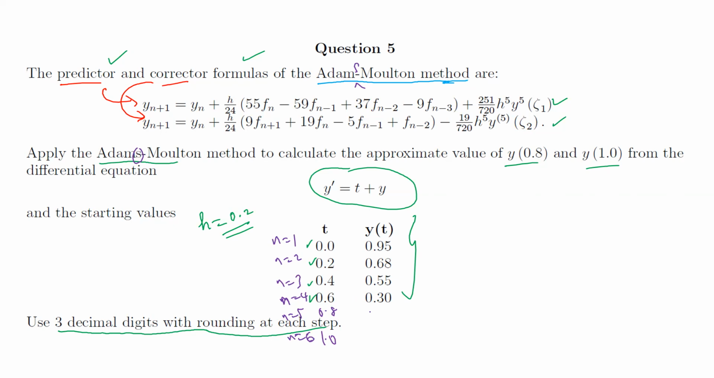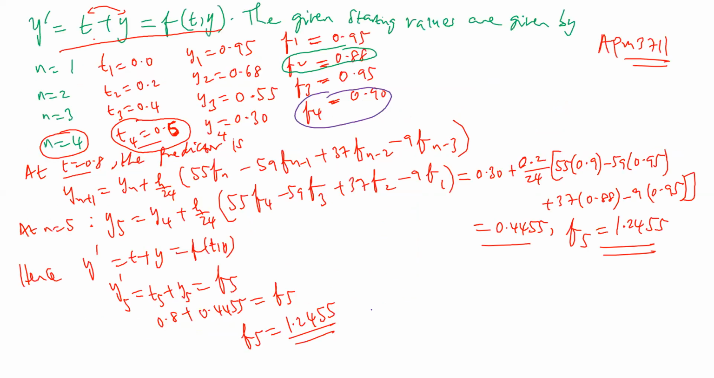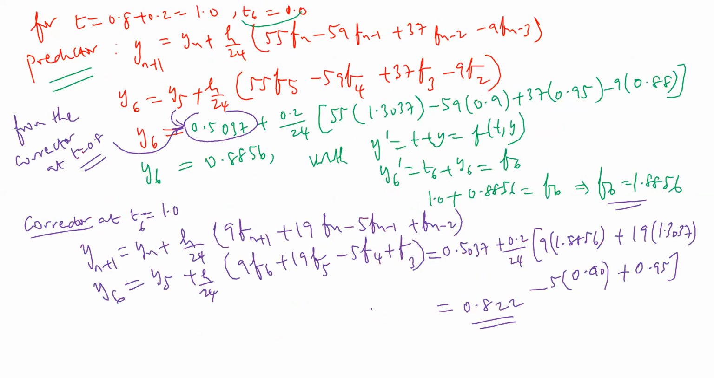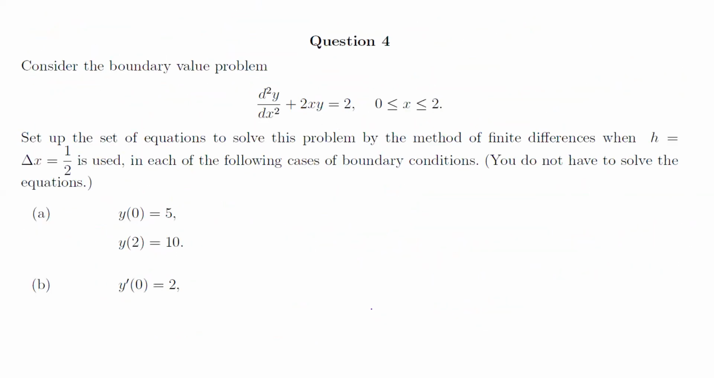Right, so we got the estimates that are required for the predictor and the corrector. All right, and so after we got them, we have solved this question, for 0.8 and 1.0. That's what I want to say.